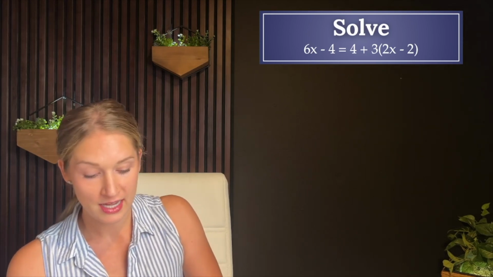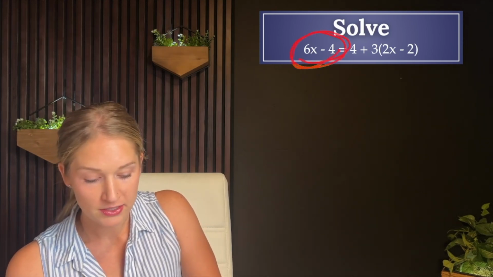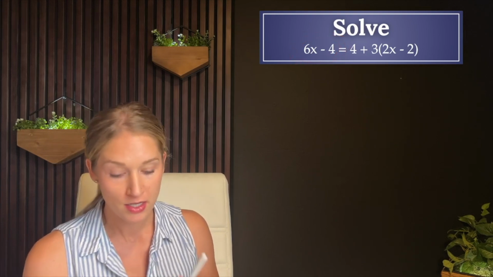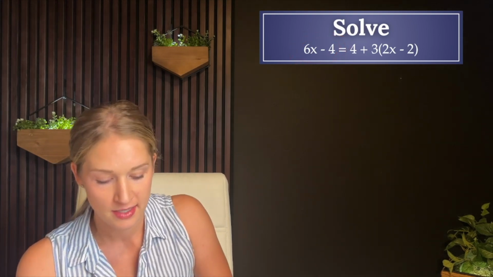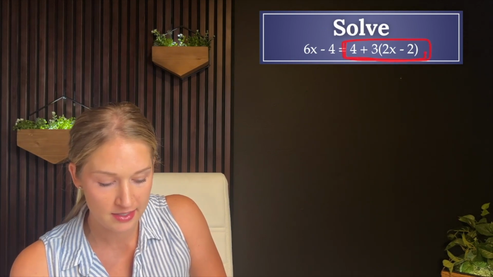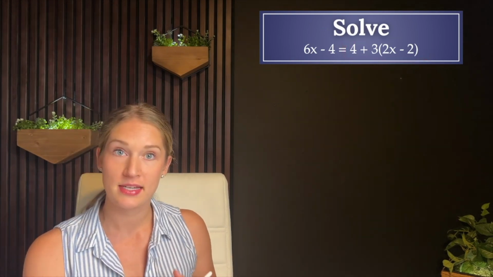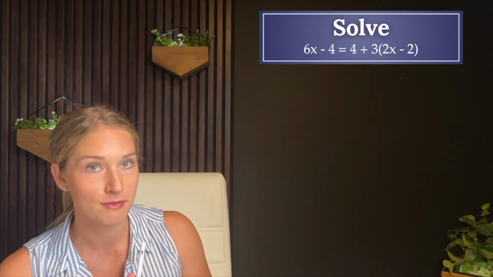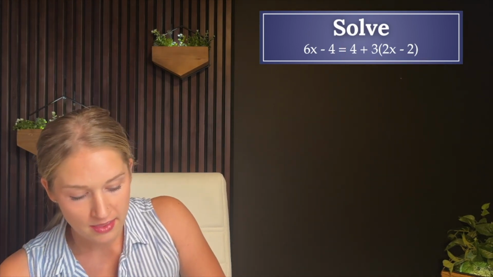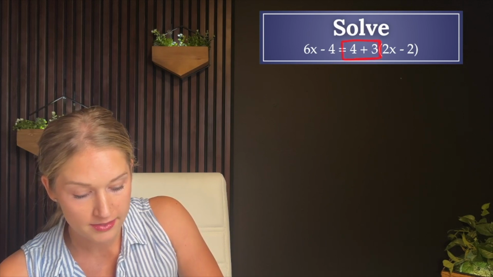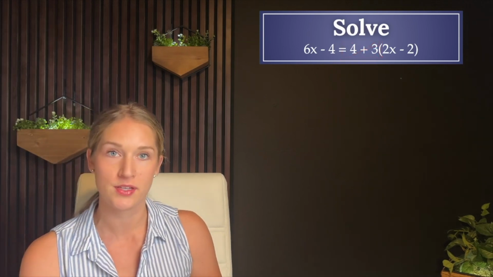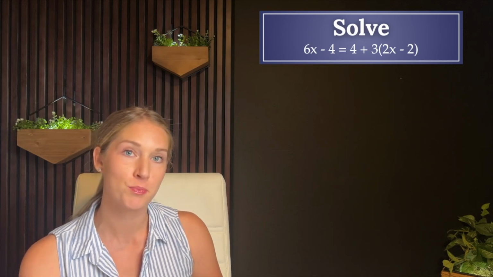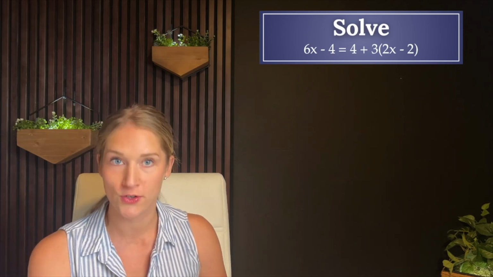On the left-hand side, I need to simplify. But looking here at the left, 6x minus 4, there's nothing for me to add, subtract, multiply, divide. So I can go ahead and leave that as is. Now on this right-hand side, I see that there's some parentheses I can distribute into, and I might be able to add or subtract. Something to be very careful of is that you may not add the 4 and the 3 first, because order of operations says you must do your multiplication and division first.